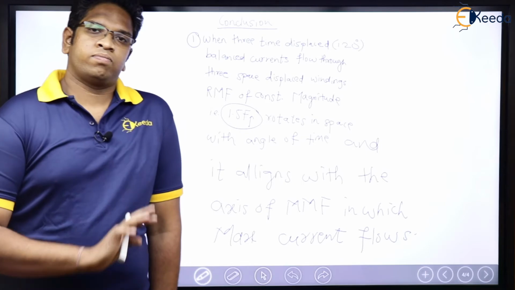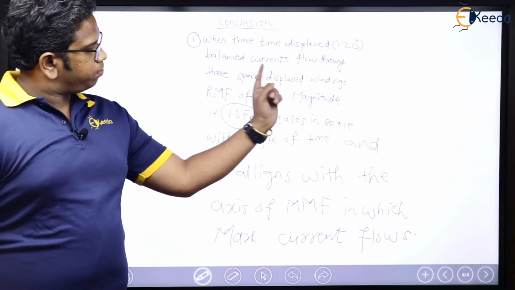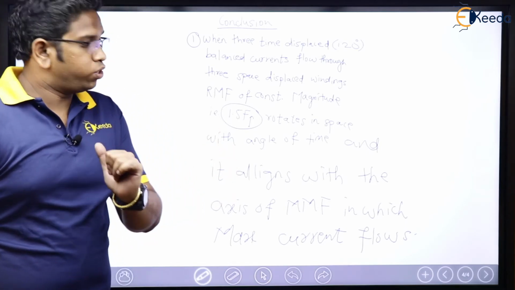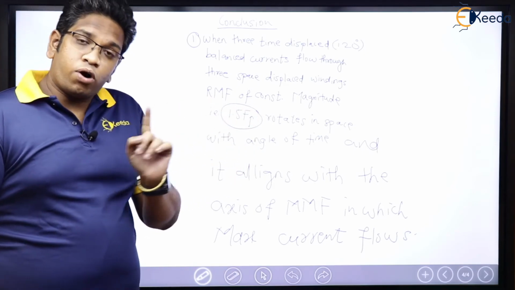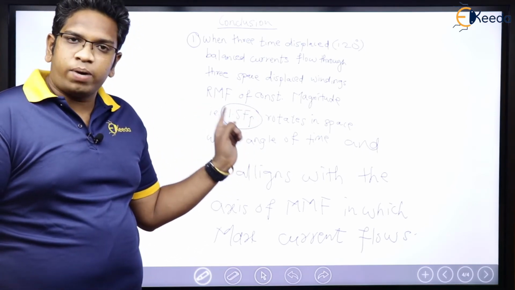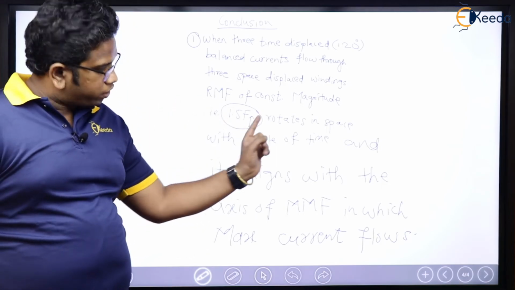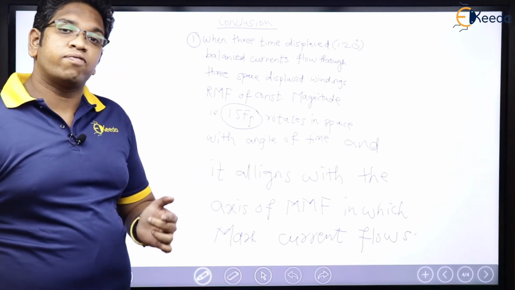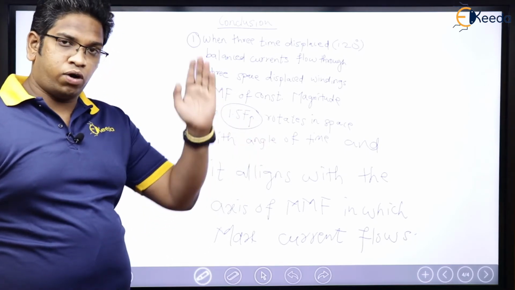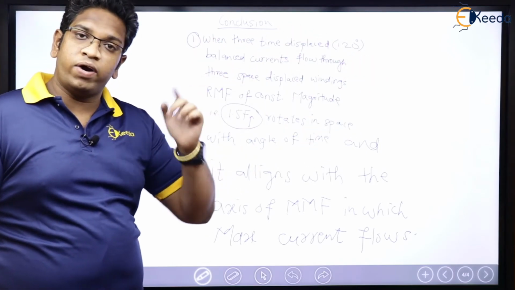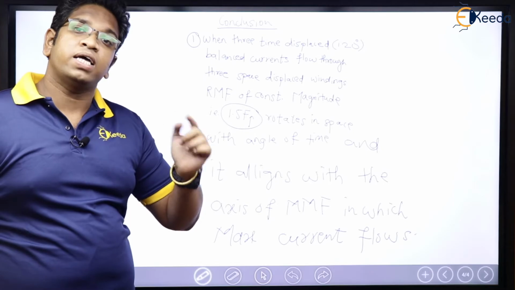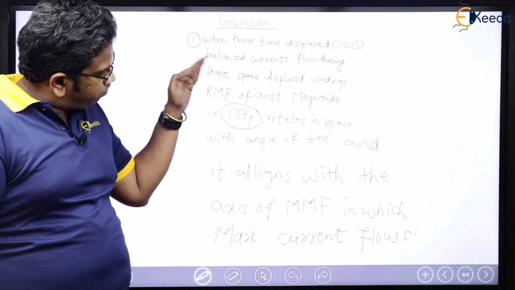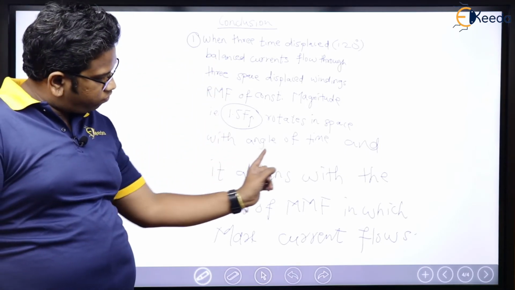Yes. Now, final conclusion. When three time displaced, that is 120 degrees balanced currents flow through three space displaced windings, what is going to happen? A rotating magnetic field of constant magnitude, that is 1.5 maximum, this is going to be the value, right? It rotates in space with angle of time. Angle of time means in order to go from IA maximum to IB maximum, you waited in time for 120 degrees, and when you waited in time for 120 degrees, you got a rotating magnetic field displaced by 120 degrees in space. That is nothing but the meaning of with angle of time.